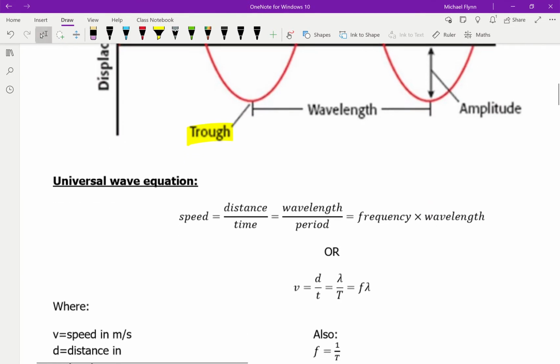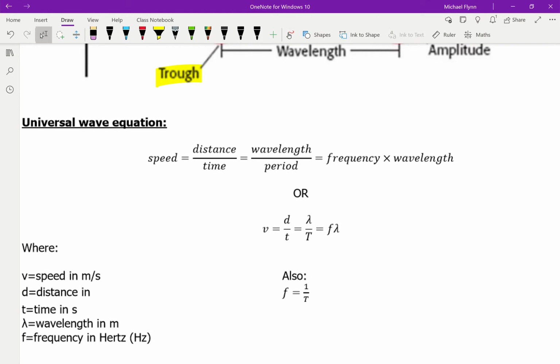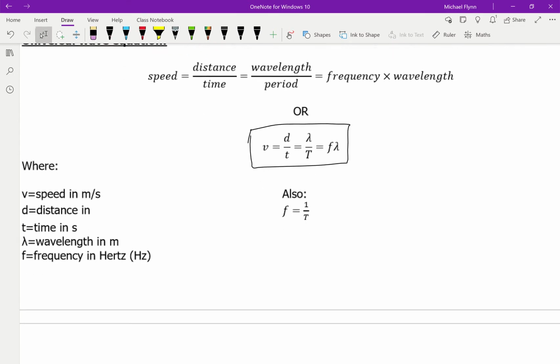We also have the universal wave equation, which we did in the sound unit also. Isn't this wonderful? So speed equals distance over time. That's a famous formula. It goes with any moving disturbance like a wave, which is equal to wavelength over period, or frequency times wavelength. So here is in a nutshell the way we write that, and that is the universal wave equation. You also know that frequency is the reciprocal of period. We did that when we did sound also.